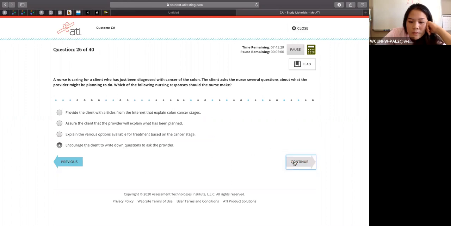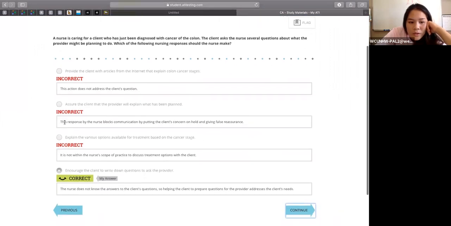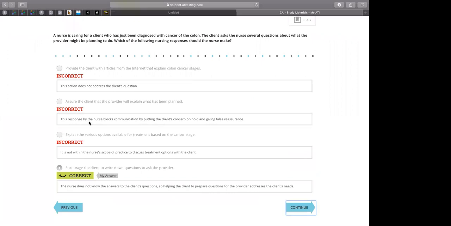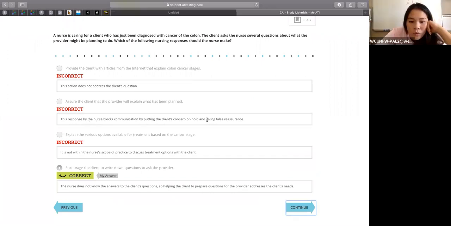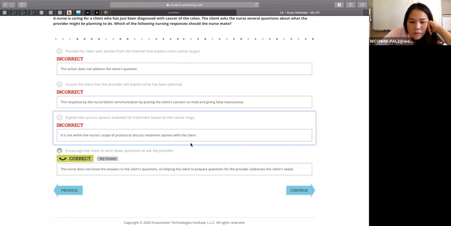Yeah, let's look at the explanation. So it's not B because this response by the nurse blocked communication by putting the client's concern on hold and giving false reassurance. It's not C because it is not within the nurse's scope of practice to discuss treatment options with the client. It's D because the nurse does not know the answer to the client's questions, so helping the client prepare questions for the provider addresses the client's needs.